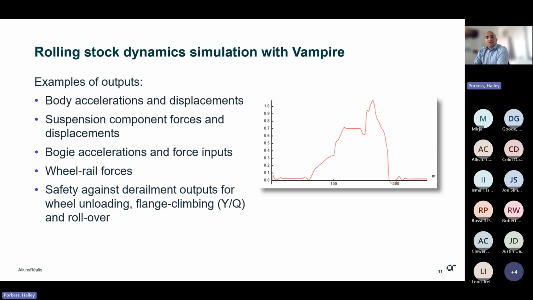Bogie accelerations and force inputs. So that might be looking to see if a bogie's behaving as it should be. Real rail forces, those can be used to look at how quickly something's predicted to wear, or if there's some unusual wear patterns being observed to try and explain them. And then we can also look at safety against derailment. So that's things like wheel unloading, flange climbing, also known as YFQ, or vehicle rollover.